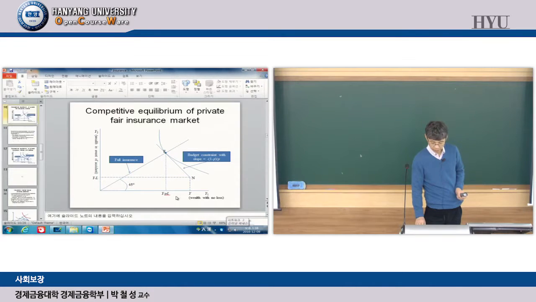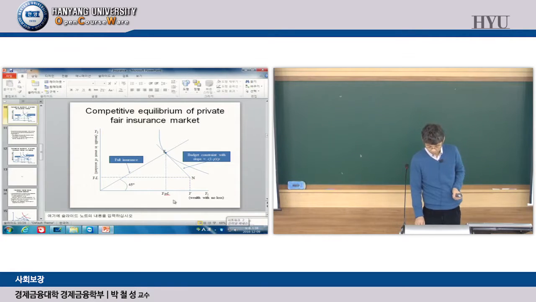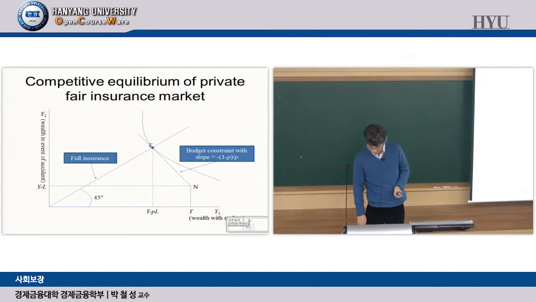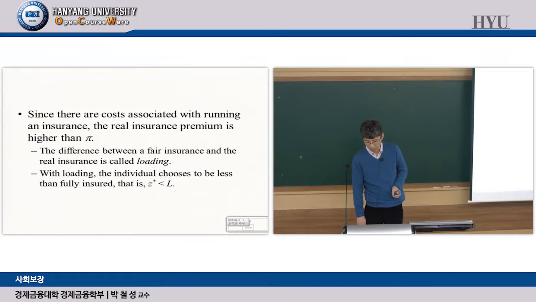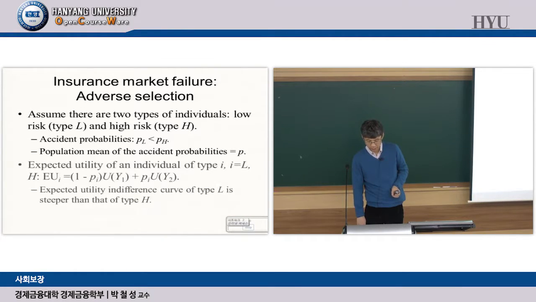So you understand this part, right? At the competitive equilibrium, we have full insurance. That part you know. If there is no problem in information, and if the market is perfectly competitive, then we will have full insurance. That is the efficient case, the efficient market, the efficient outcome. And what you are asking is adverse selection, right?